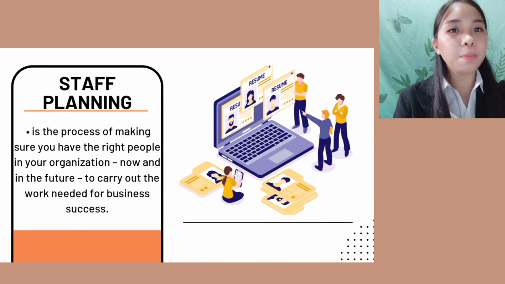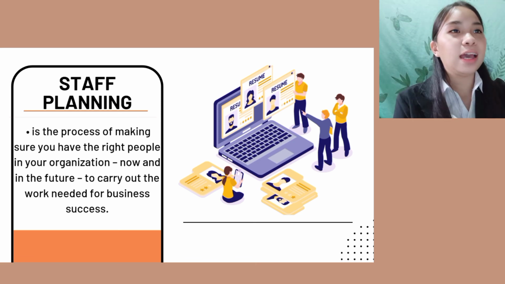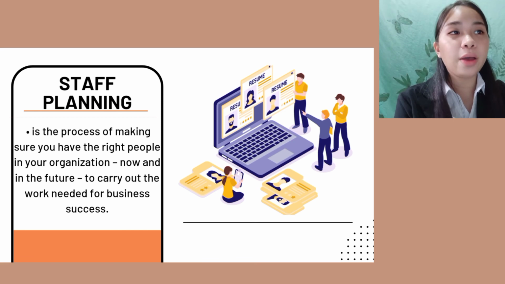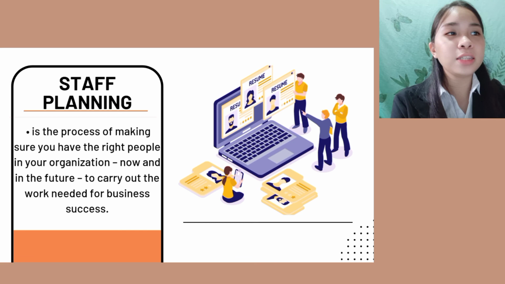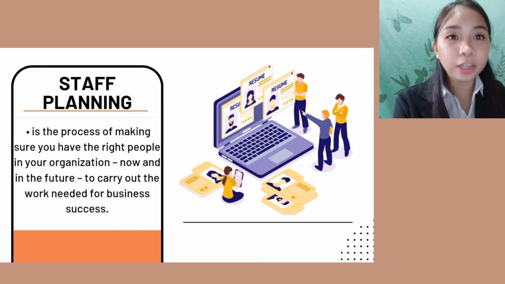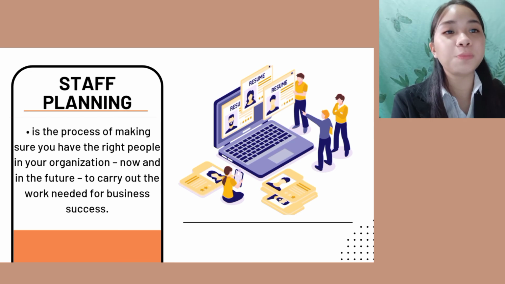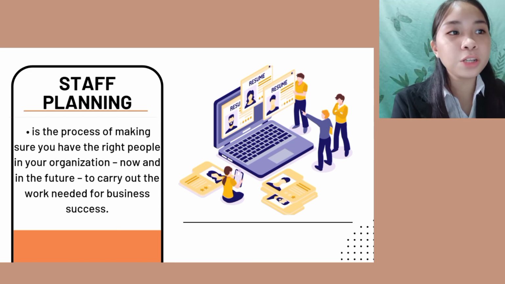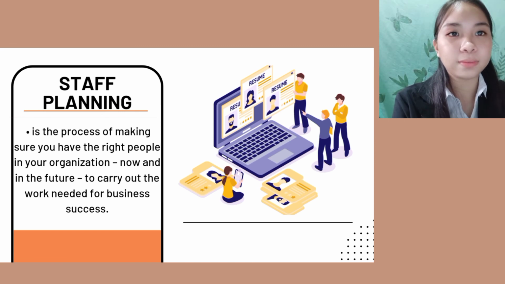So, number five, or the last in planning, is talent planning. It is the process of making sure you have the right people in your organization now and in the future to carry out the work needed for business success. So it is critical because it enables an organization to identify the right employee or right talent to meet the set of business goals, establishing a strategy that complements the workplace.